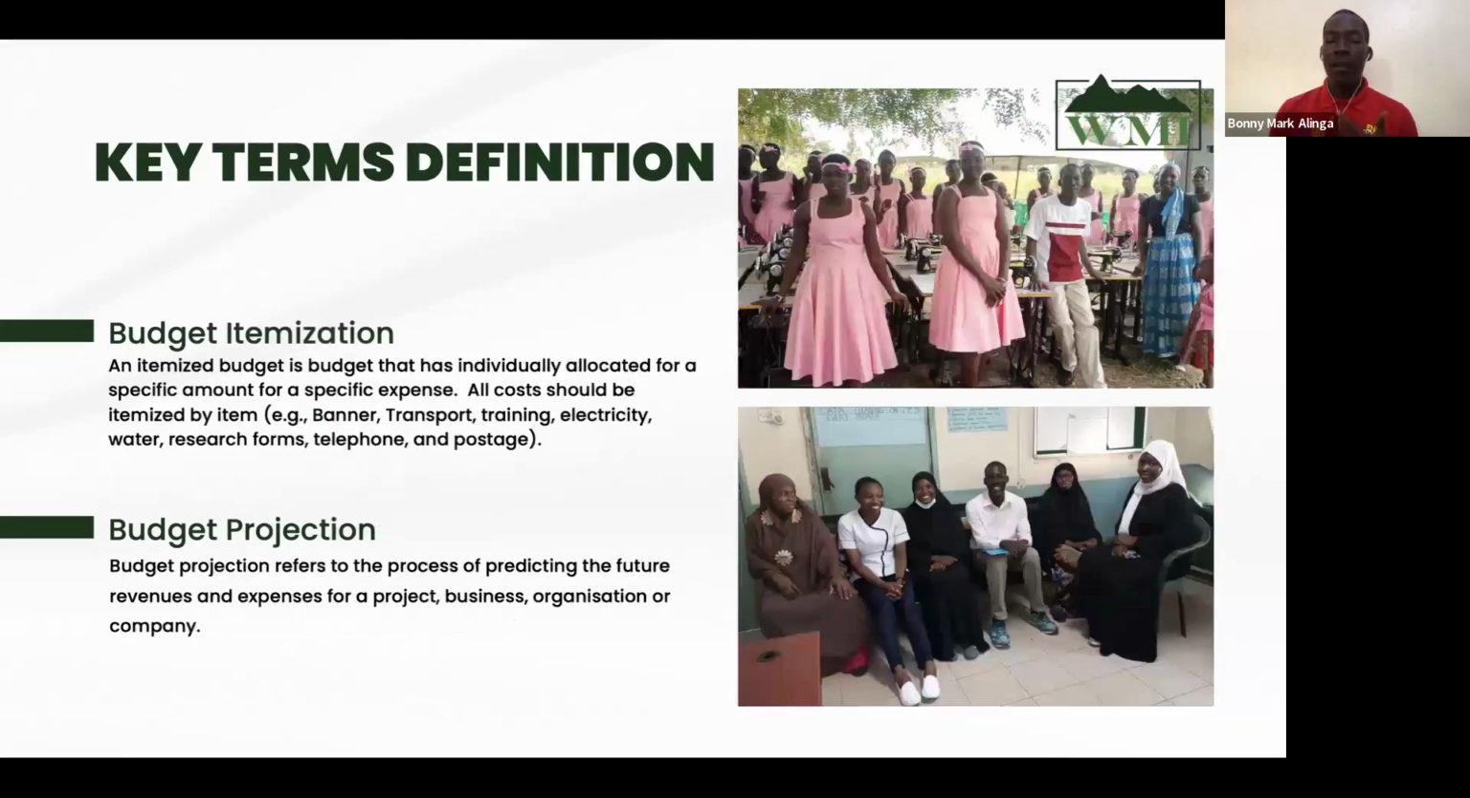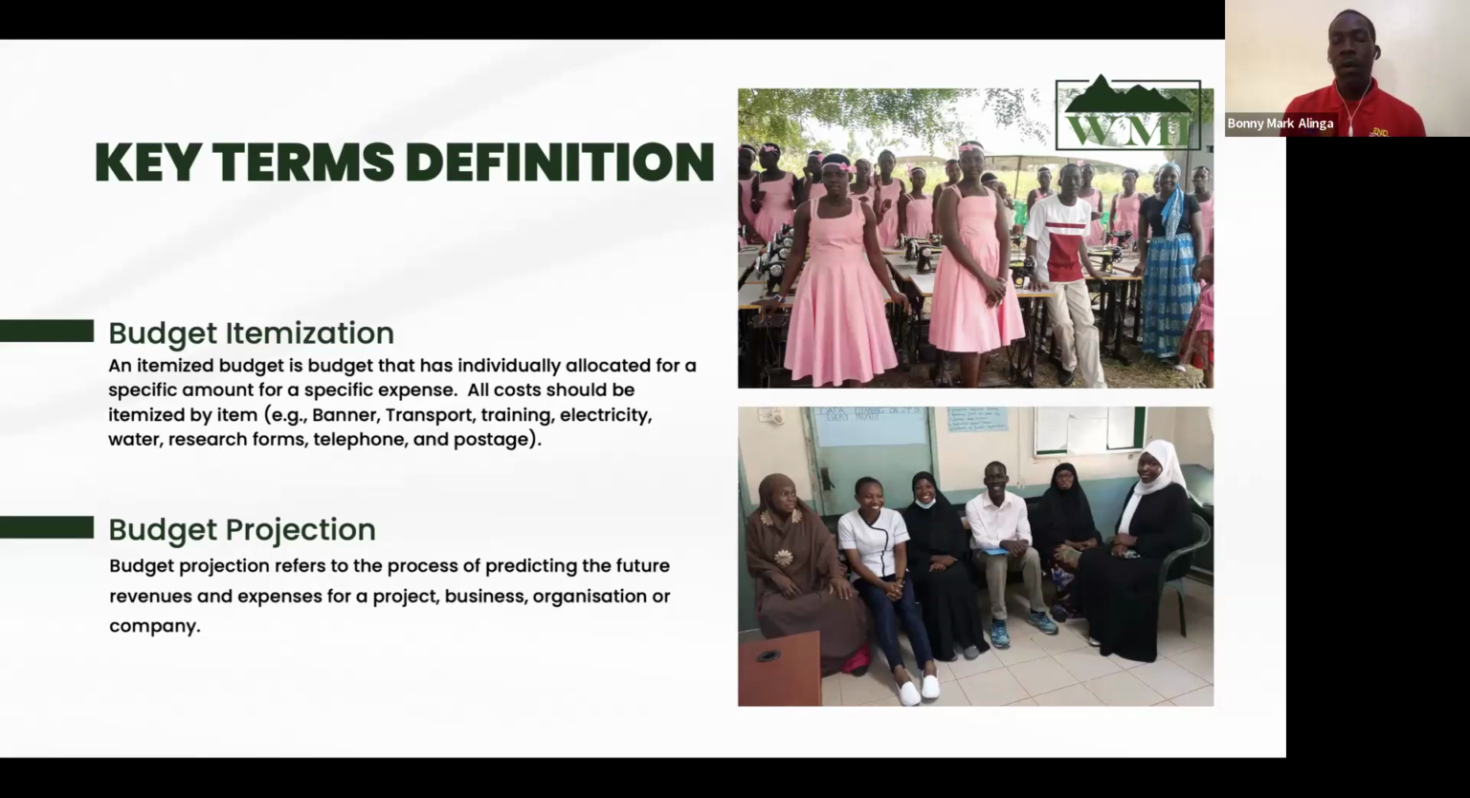The other thing is budget itemization as used in this presentation. It is an itemized budget. An itemized budget is a budget that has been allocated individually for specific items. For example, we always receive lump sum categories of budgeting. But when we talk about itemization, we are talking about segmenting those individual items.